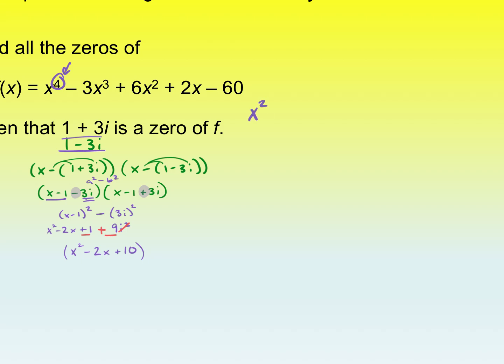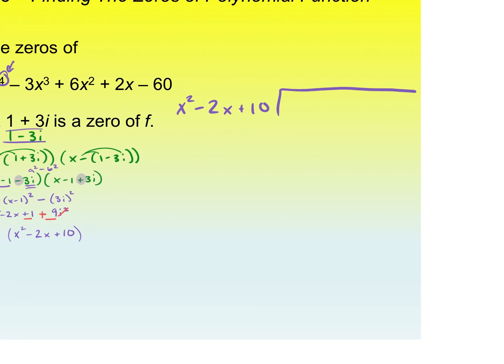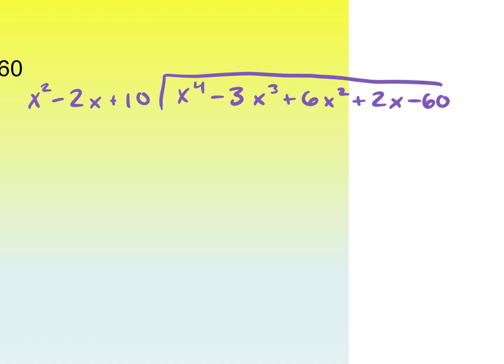So outside the box, we've got x squared minus 2x plus 10. Inside, we're going to put our whole polynomial in there: x to the 4th power minus 3x cubed plus 6x squared plus 2x minus 60. We're not missing any terms, so we don't have to put zeros in there. We're good. What's x to the 4th power divided by x squared? x squared. So I'm going to put that on top of my x squared term. I'm going to multiply x squared times everything out front. So we get x to the 4th power minus 2x cubed plus 10x squared.